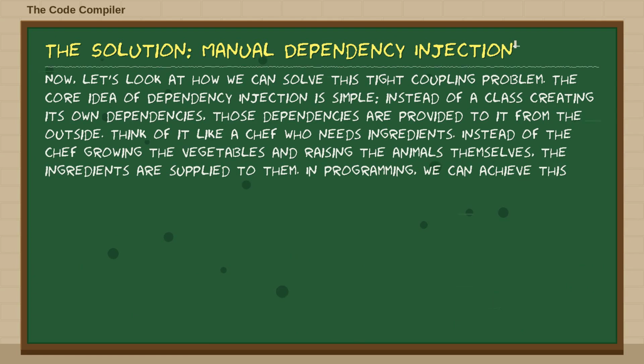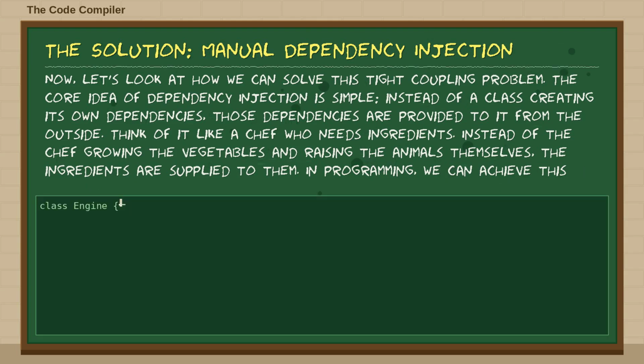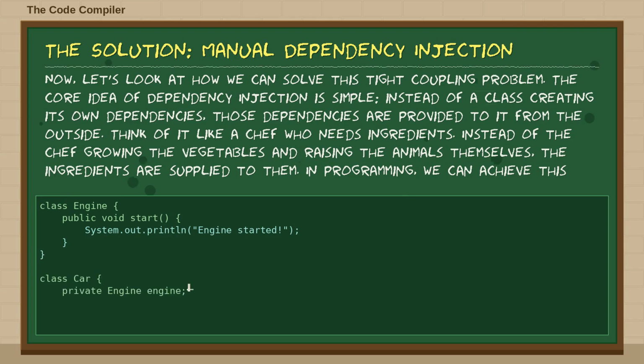In programming, we can achieve this injection manually in a couple of ways. The most common methods are constructor injection, where the dependency is passed through the class's constructor, or setter injection, where a setter method is used to provide the dependency. This way, the car class no longer cares how the engine is created, it just receives an engine object. This makes the car class much more flexible and easier to test with different engine types.